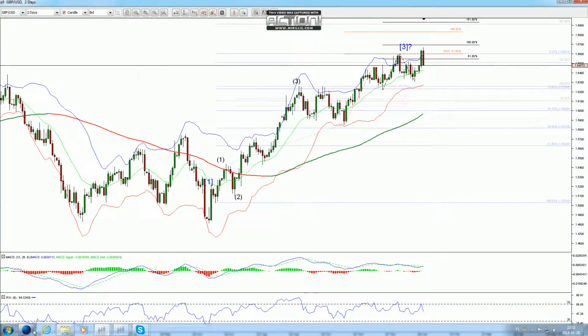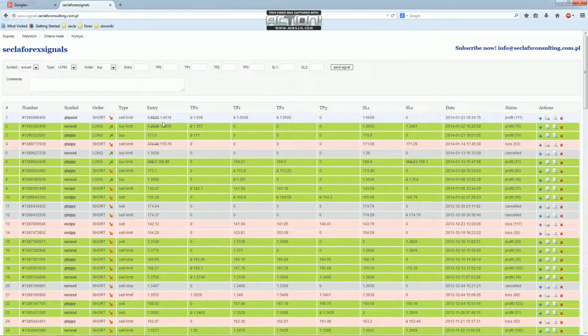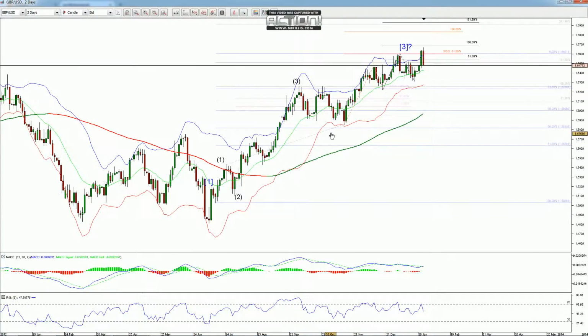You have received one signal for the Great Britain Pound USD last Friday, which has developed very nicely as well. So this is the 2 days chart, and on this 2 days chart, last week I said the market finished the third wave, but this is not the case. So you should be flexible in your analysis, and you should be able to say, okay, wait a moment, maybe there is something else happening here, and this is the case.